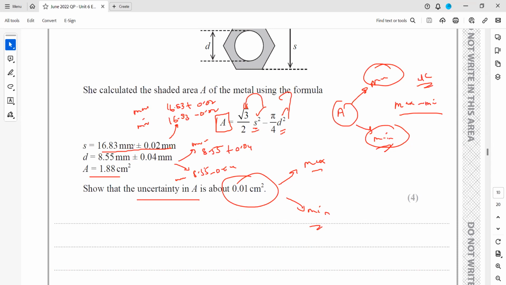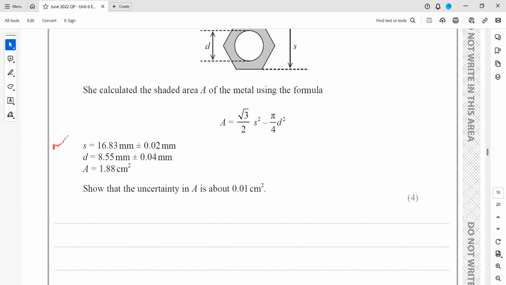The second method, what I explained: you get the maximum value for S, you get the minimum value for S, then you get the maximum value for D and the minimum value of D, and then find the maximum value of A and the minimum value of A, and subtract. You will get how much difference there is, and that will be the uncertainty in A. Is it clear?